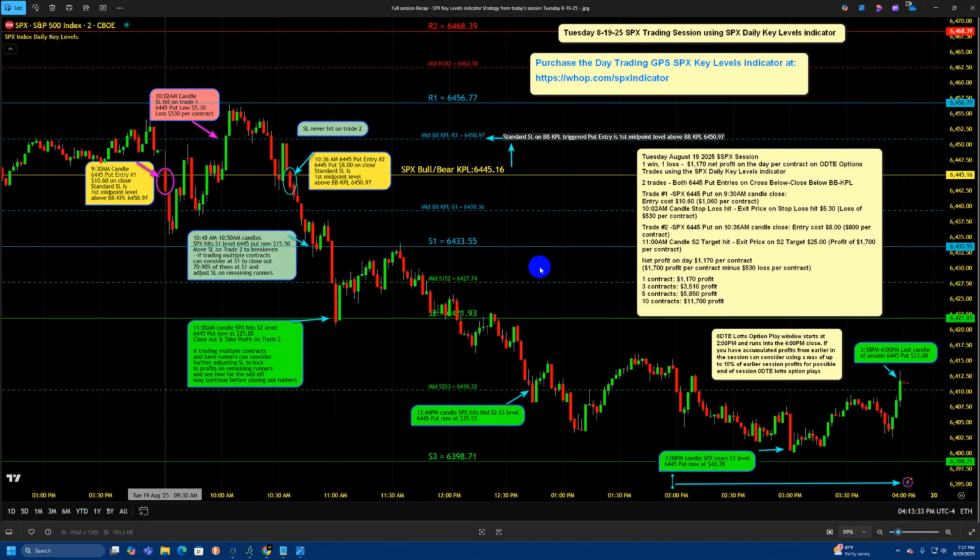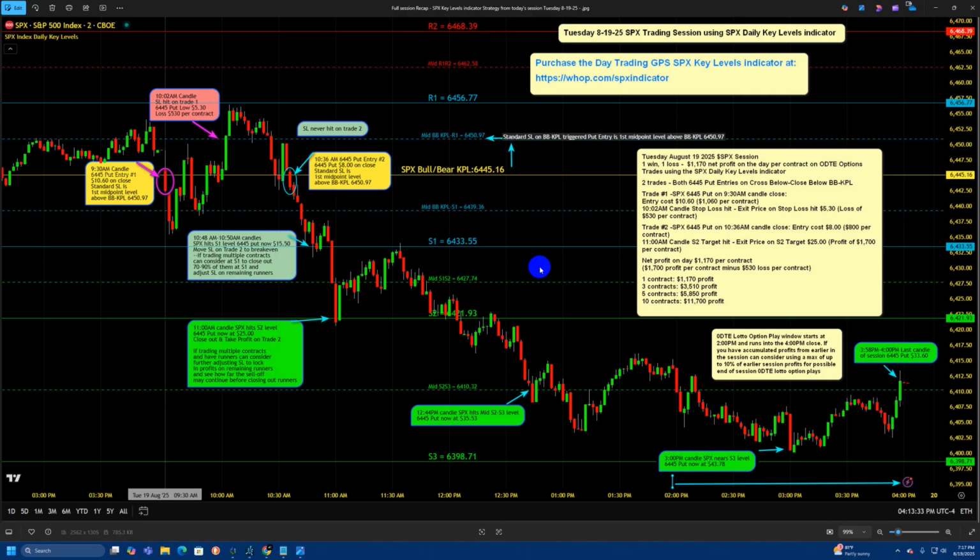Hello, today is Tuesday, August 19th, and today we're going to be looking at the SPX Index Daily Key Levels Indicator and using it to trade 0 DTE options on the SPX Index. So up on the chart we have today's session of the SPX Index.